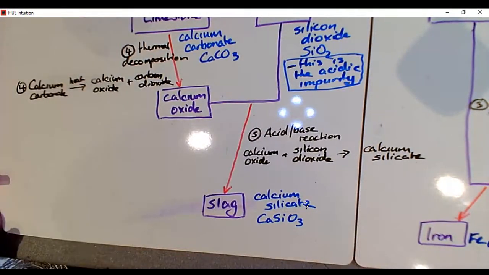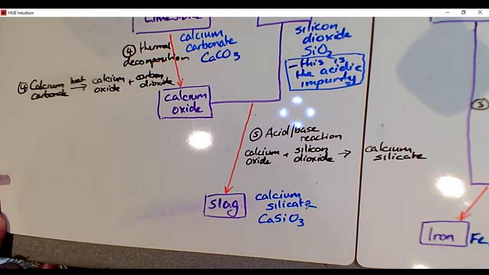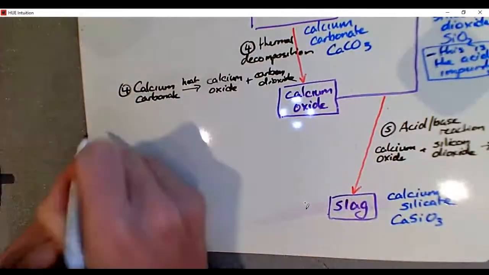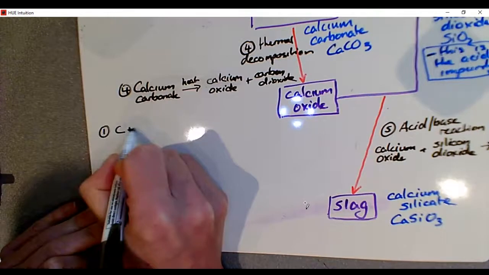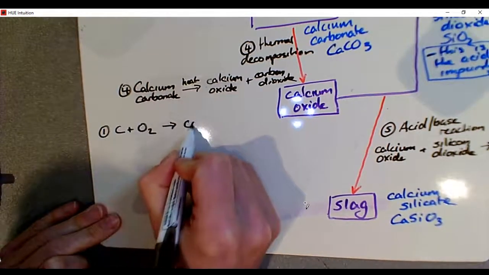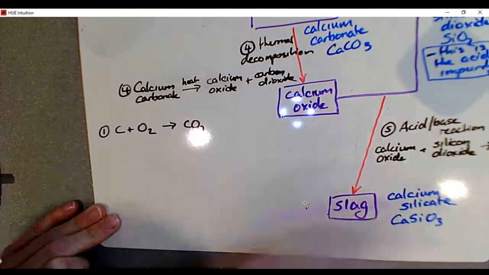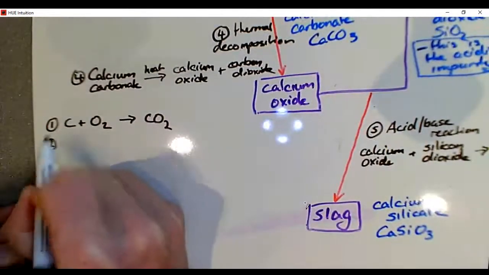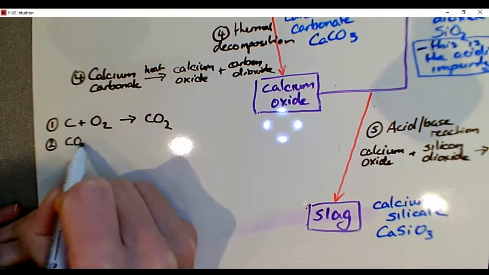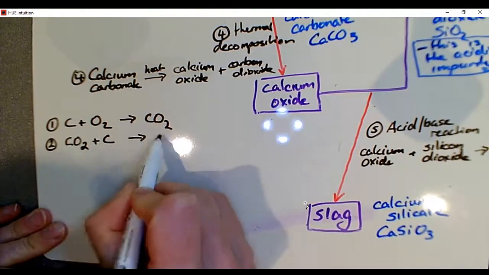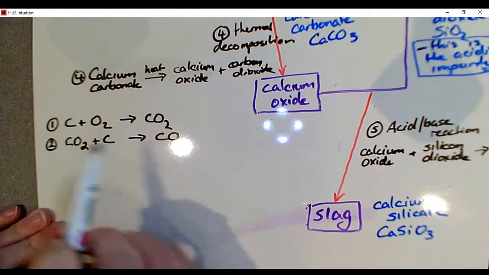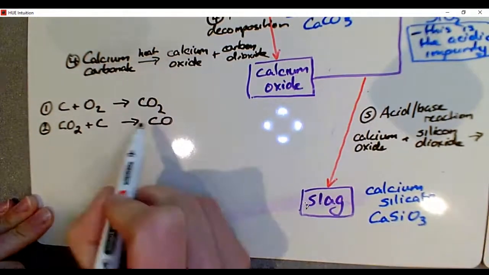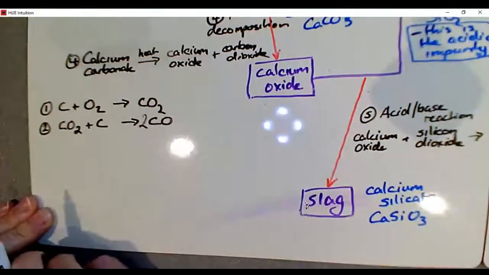Now, I haven't put in the chemical equations. I'm just going to list them down very quickly. So the first one is carbon plus oxygen, giving you carbon dioxide. Don't need to balance that. The second one is carbon dioxide plus carbon, giving you carbon monoxide. I do need to balance that because I've got two carbons on the left and only one on the right, two oxygens here, so I end up with two carbon monoxides.